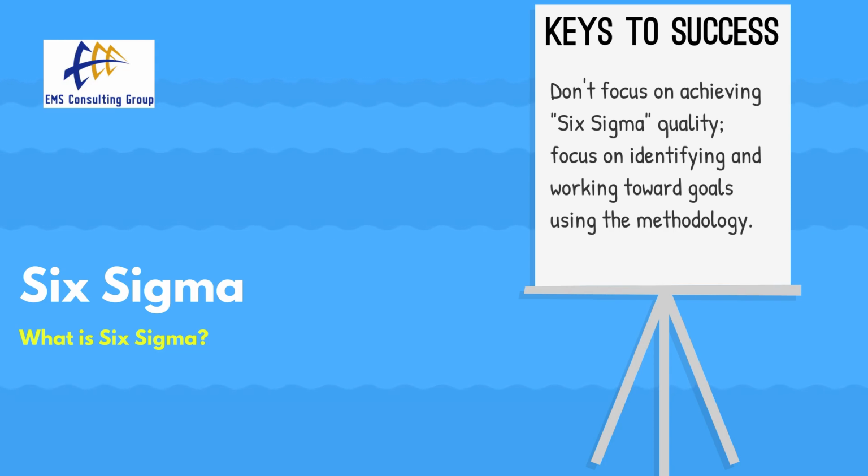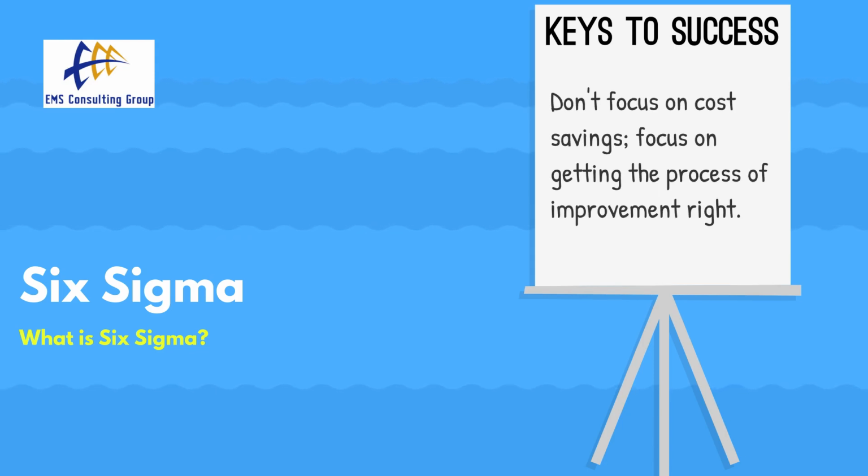The support for the calculation, based on the so-called 1.5 Sigma shift, is very limited. But this isn't what's important about Six Sigma. What's important is setting key goals and achieving them through the problem-solving methodology and selected tools as needed. Our fourth and final key is this. Don't focus on cost savings, focus on the process of improvement.